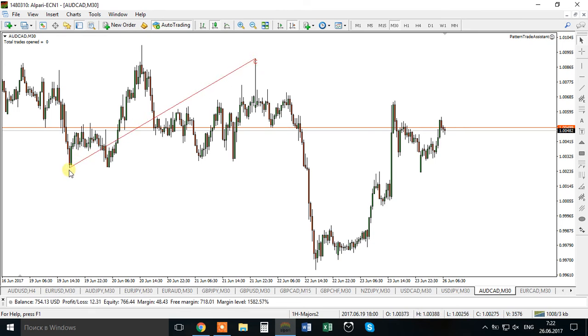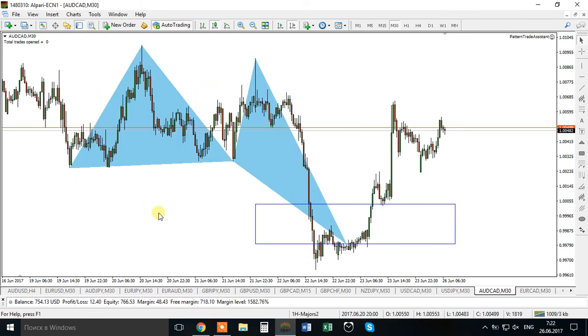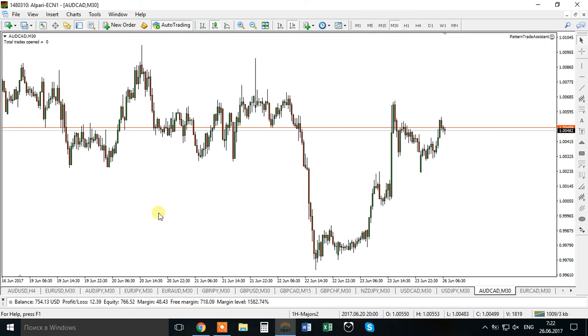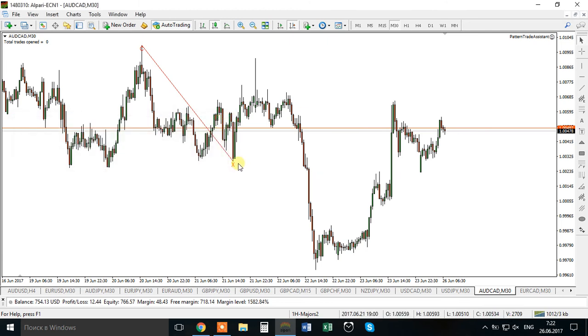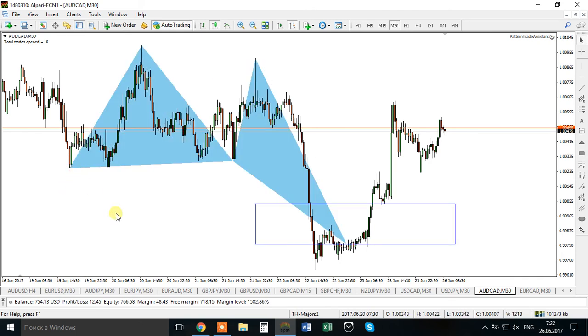X, C to X. Okay, this done. What else do you have? For example, you have drawn the pattern incorrect way, like this. You started from C from here and X to here. You will be notified. You have alert that C point cannot appear earlier than X point. Redraw the trend line. Invert that, like this. C point should be later. X point should be earlier.